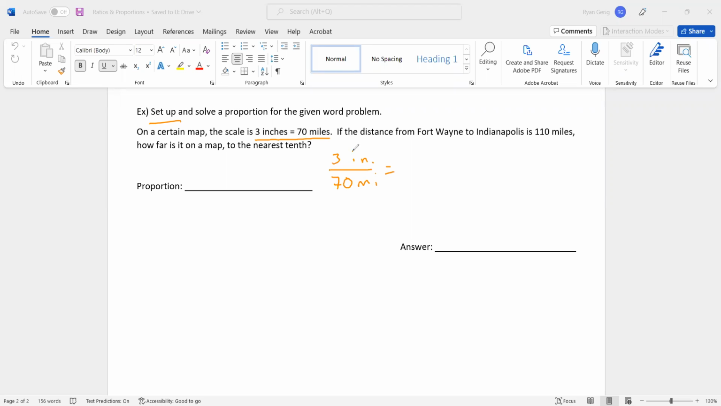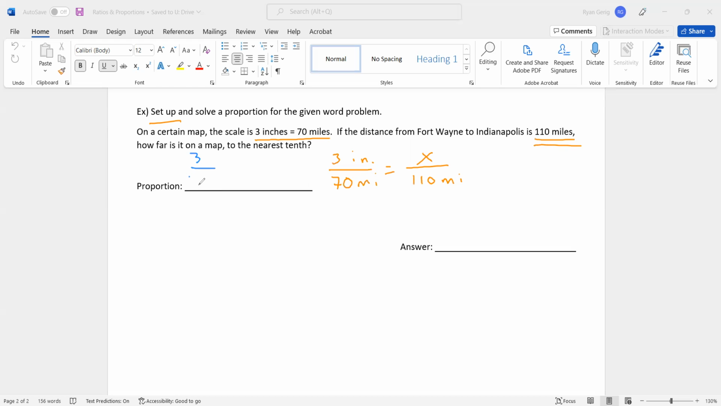Then it's going to give you something else. So you're going to have a proportion where you're going to have one known and one unknown. Okay. It's not even that hard, but you want to take the last known piece, which is 110 miles, and put it in the right spot. Well, if you labeled your original ratio, you should see that the miles was on the bottom. I gave you miles. So 110 goes on the bottom. How far is it on the map? Well, the map is in inches. That's what we don't know. That's where my x goes. So there's my proportion. I'm just going to copy it down over here.